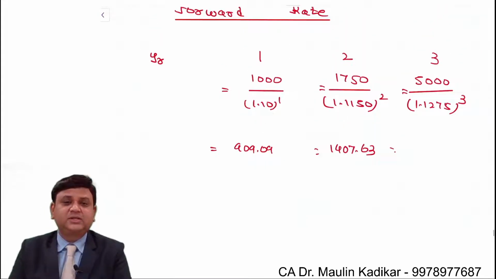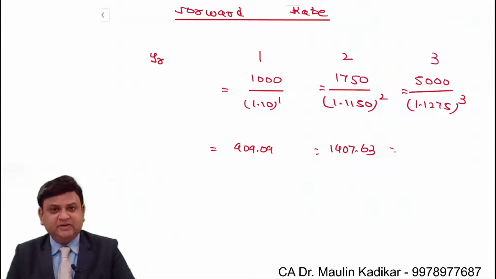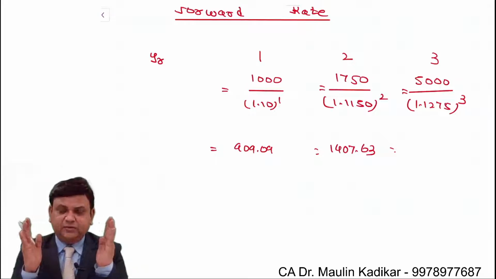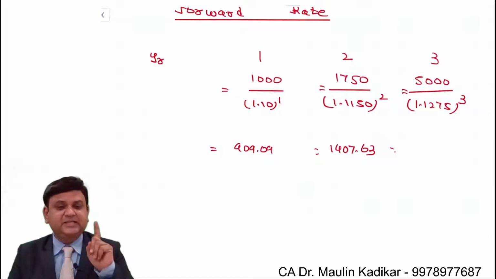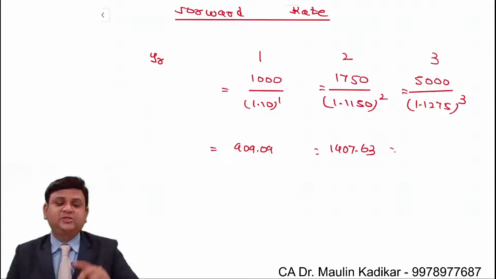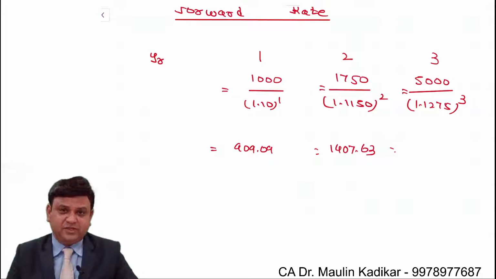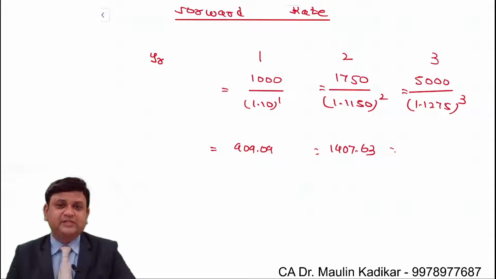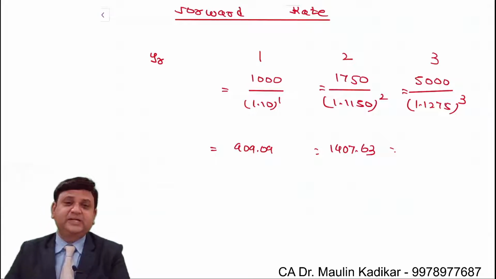And similarly for the third year, that is the way the 3 different deposits are required to be made. We will calculate the total of all of them, and that is the single amount which is required to be invested today, so as to get 1000 rupees at the end of the first year, 1750 at the end of the second year, and 5000 rupees at the end of the third year. That is what we understand.